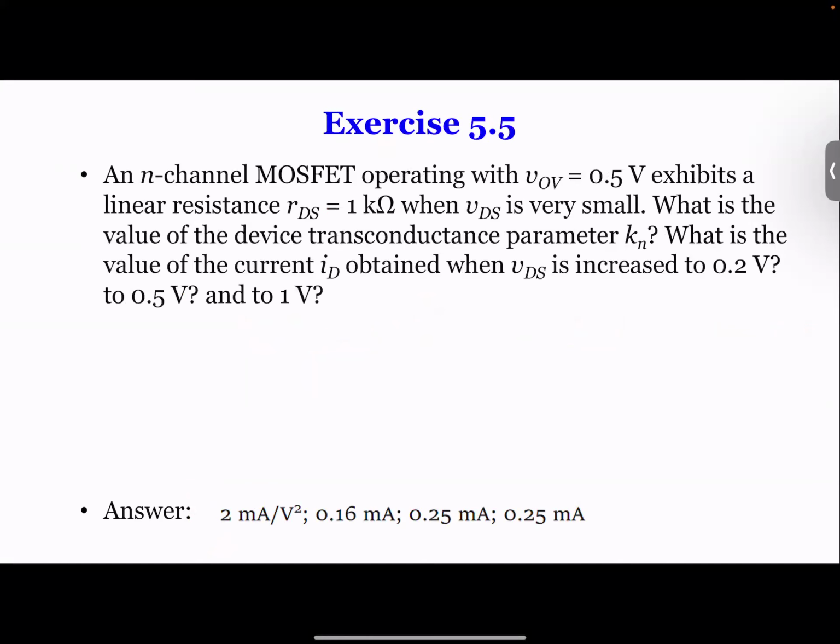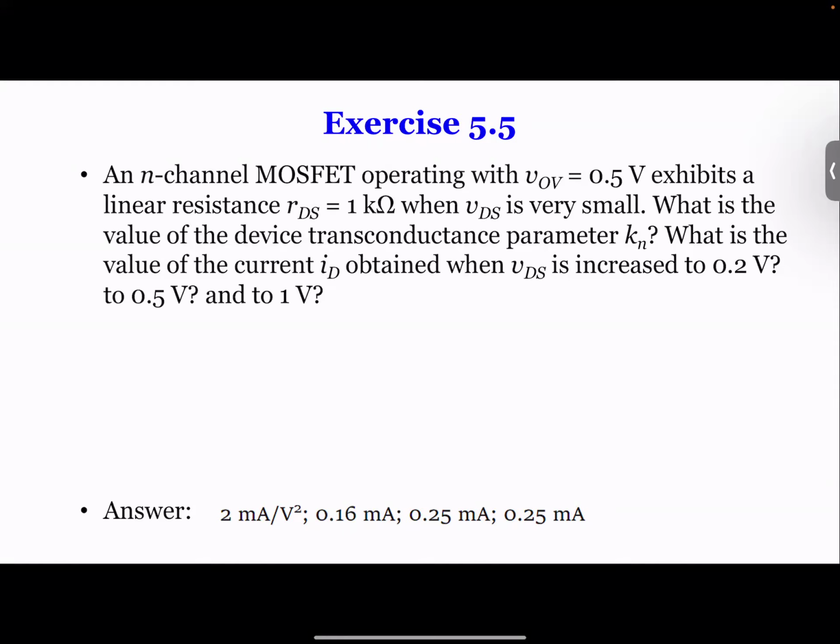Next example says VOV 0.5, linear RDS, VDS very small. What is the value of the device transconductance parameter Kn? So this question is basically just asking you to use those equations back and forth. For this one, when they say VDS is small, do you know what they mean? It means triode. They don't say triode, they just say VDS is small, which means it's in triode.